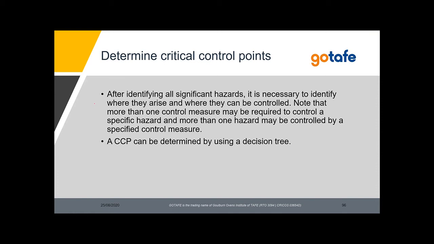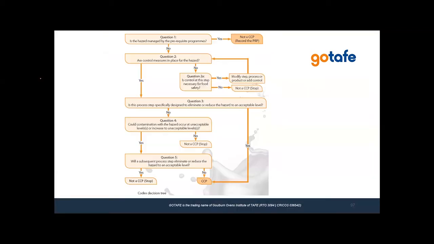After identifying all the significant hazards, which we have done as we went through the flow diagram, it's necessary to identify where they arise and where they can be controlled. You have to put all the hazards you identified into the flow diagram, then make your decision. Note that more than one control measure may be required to control a specific hazard, and more than one hazard may be controlled by a specific control measure. So one measure you put in place, like heat treatment, can remove the bacteria and could also decompose some of the chemicals involved. A critical control point can be determined by using the decision tree, which I'm going to show you in the next slide.